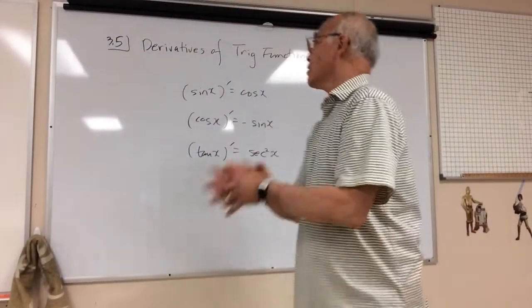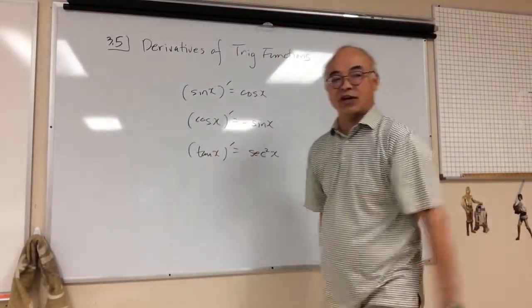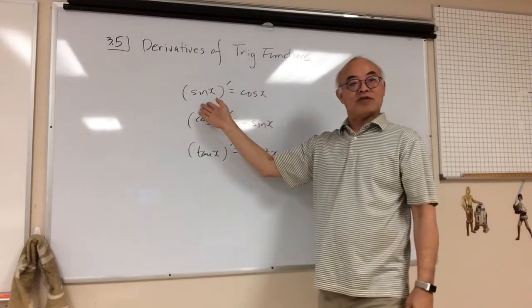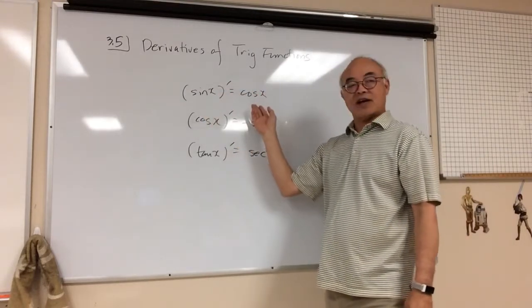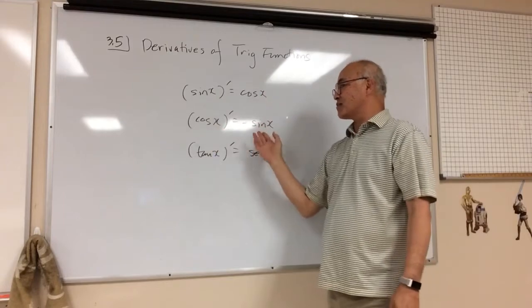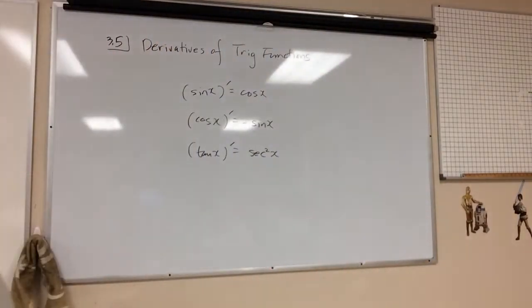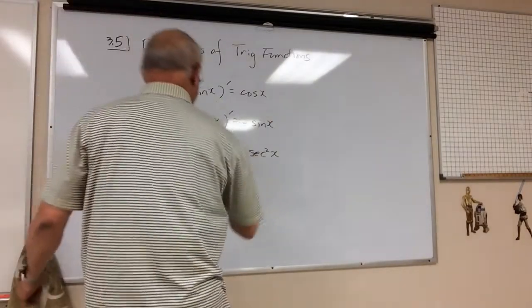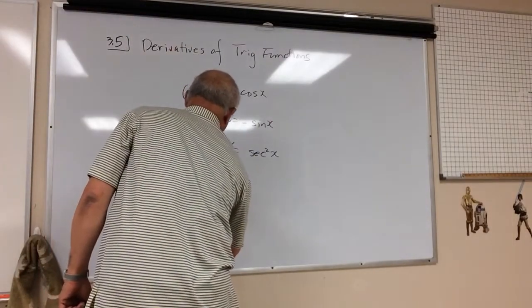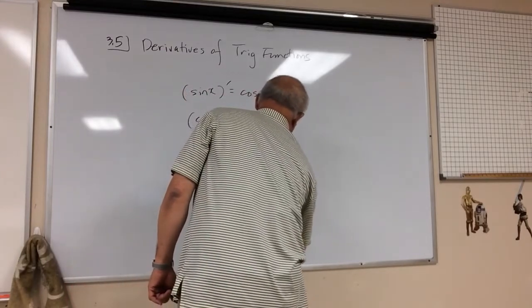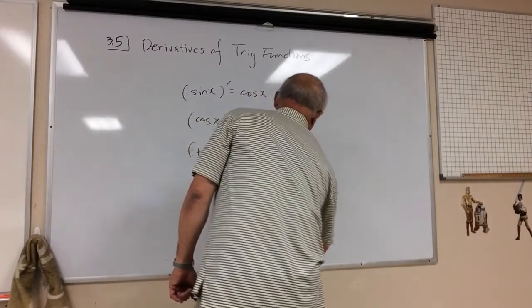Okay, so today we're going to talk about derivatives of trig functions. The derivative of sine x is cosine x. The derivative of cosine x is negative sine x. Tan is secant squared x. Every once in a while, you will see the secant x. The derivative of secant x is secant x tan x.